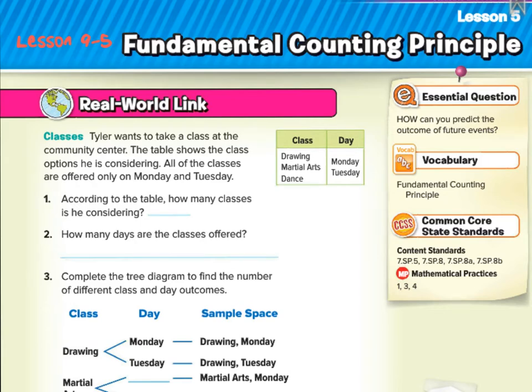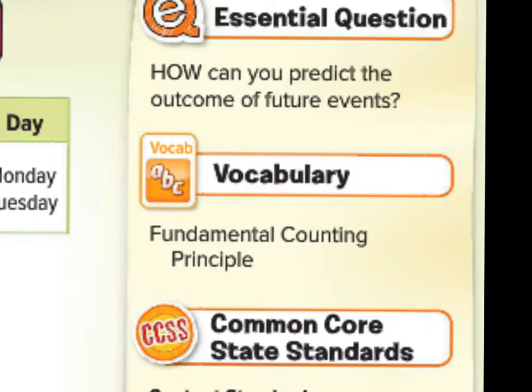Hi everyone, welcome to lesson 9-5, Fundamental Counting Principle. We will continue to answer how can you predict the outcome of future events, and we will use the vocabulary Fundamental Counting Principle.